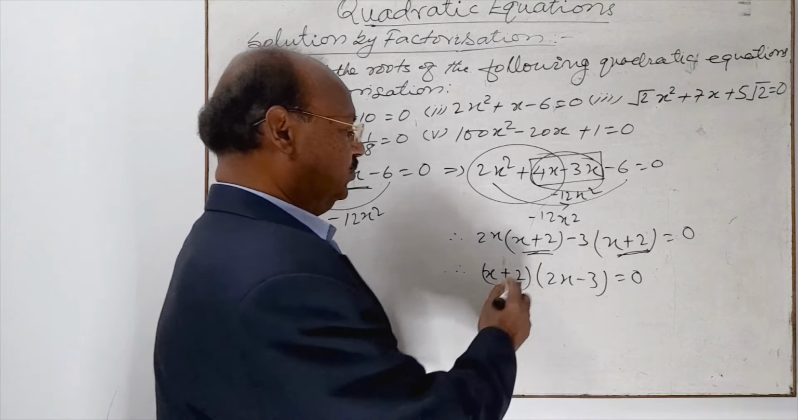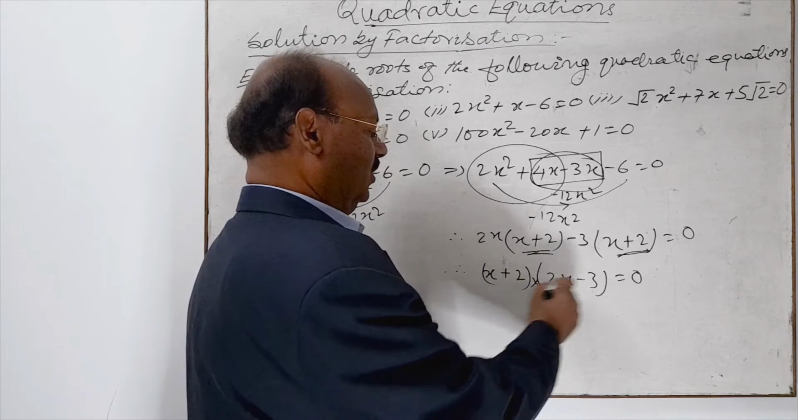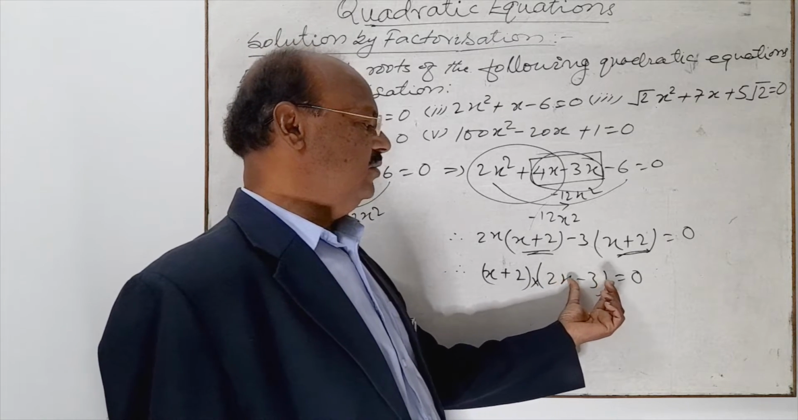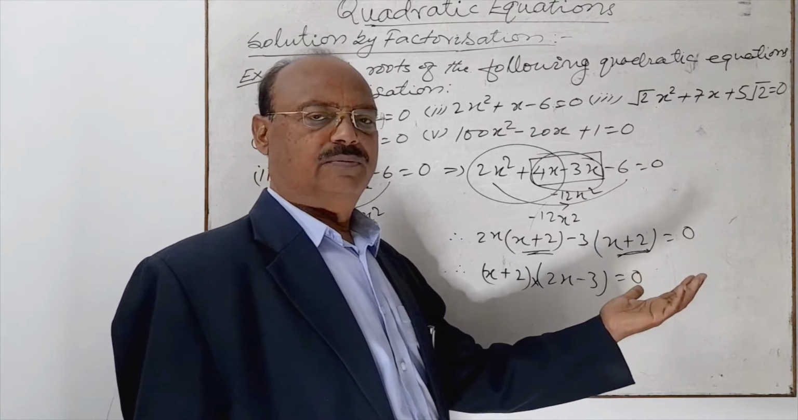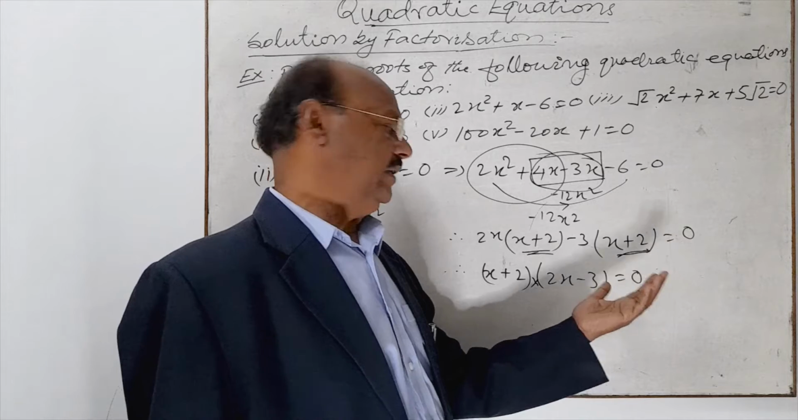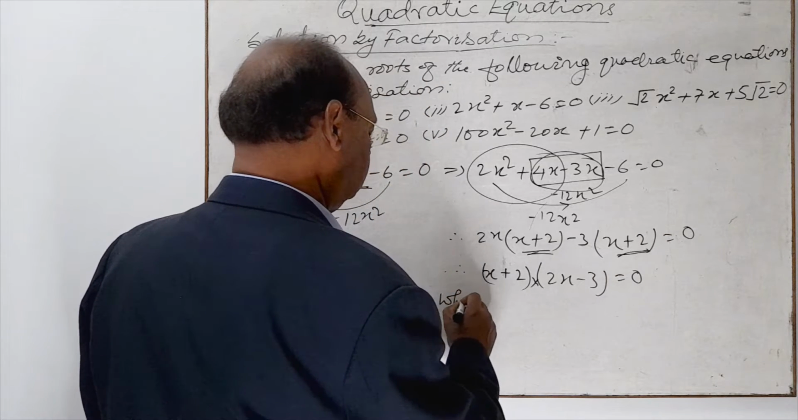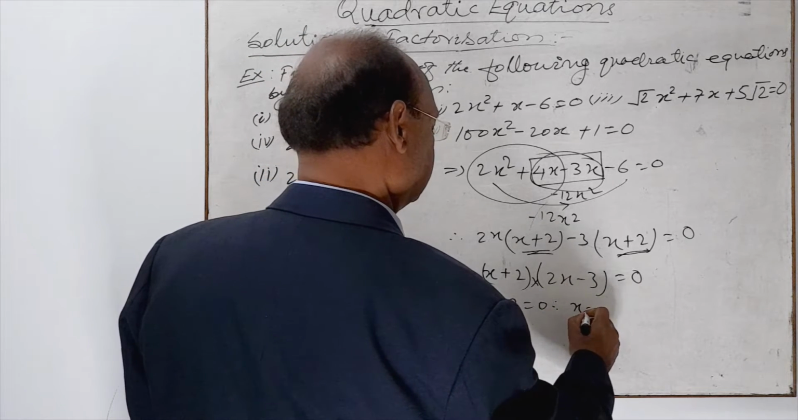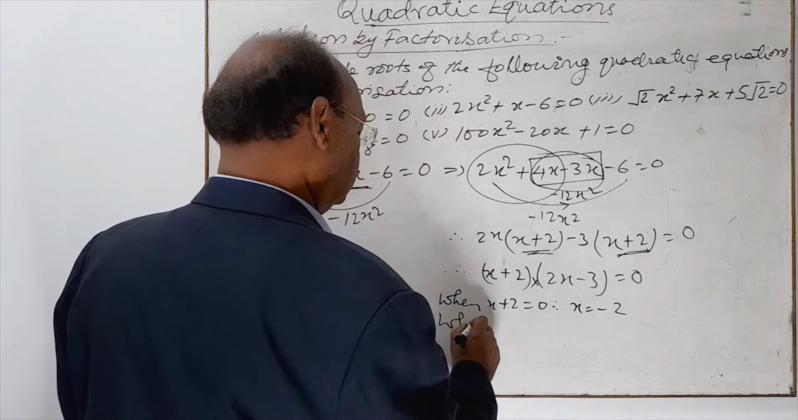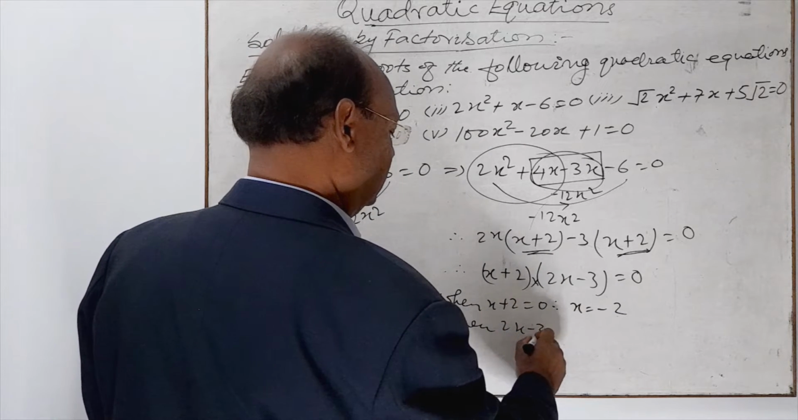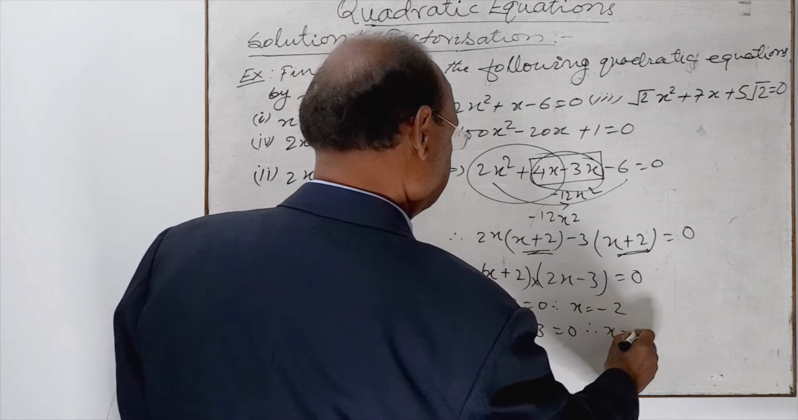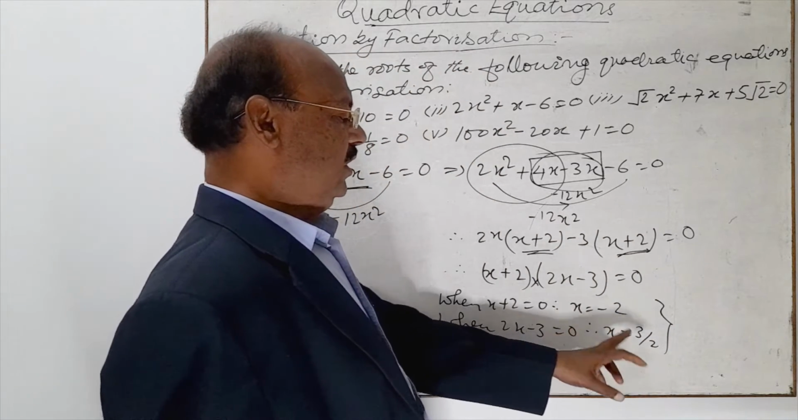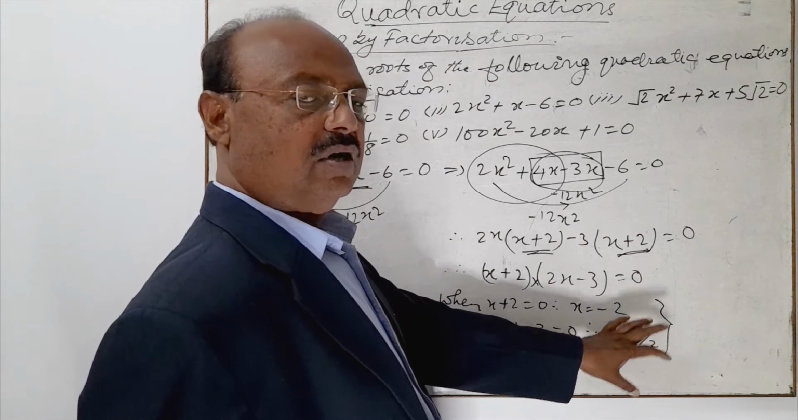Now here the product of these two linear expressions is 0. It means either x plus 2 is 0 or 2x minus 3 is equal to 0, or sometimes both will be 0. Okay, so we need not bother about that. When x plus 2 is 0, you are getting x is equal to minus 2. And when the second part, 2x minus 3, is 0, then you are getting x is equal to 3 by 2.